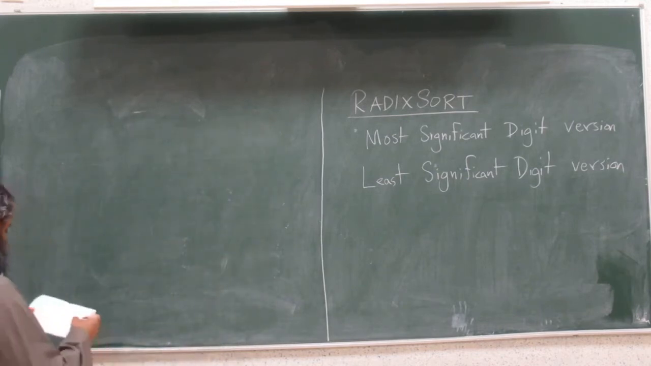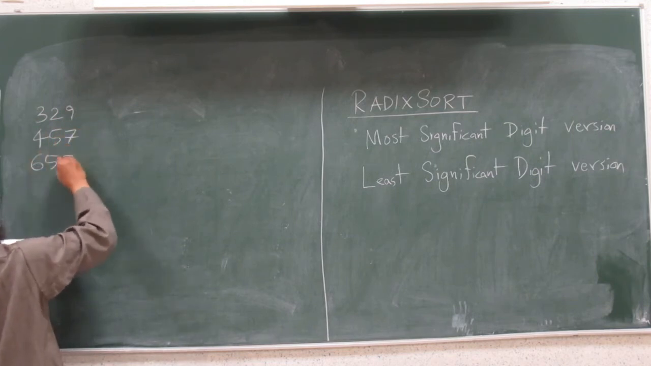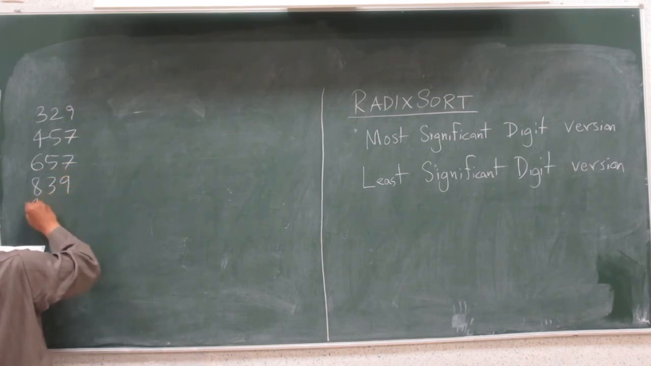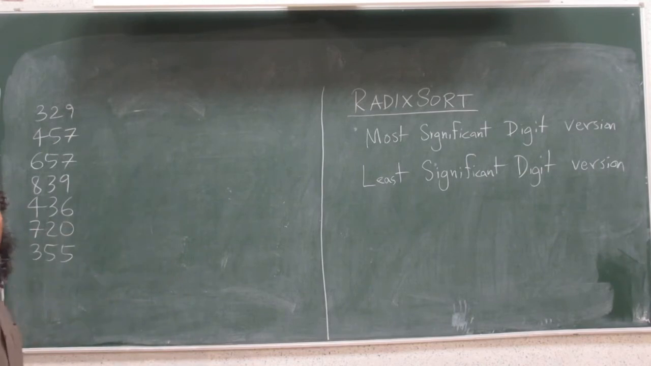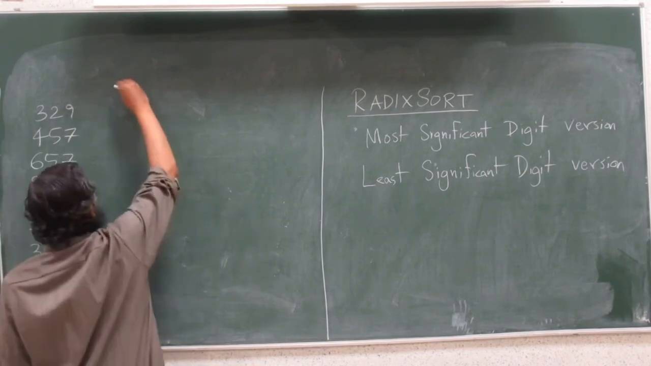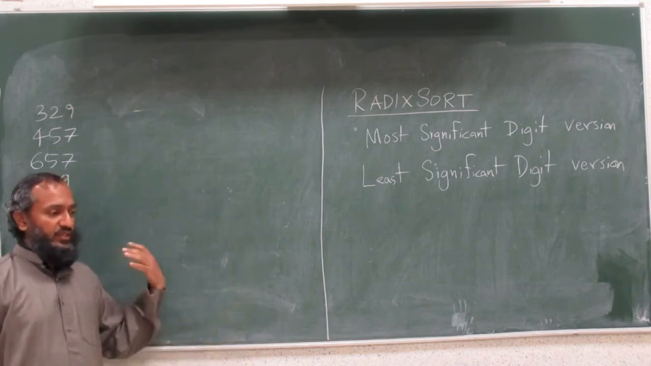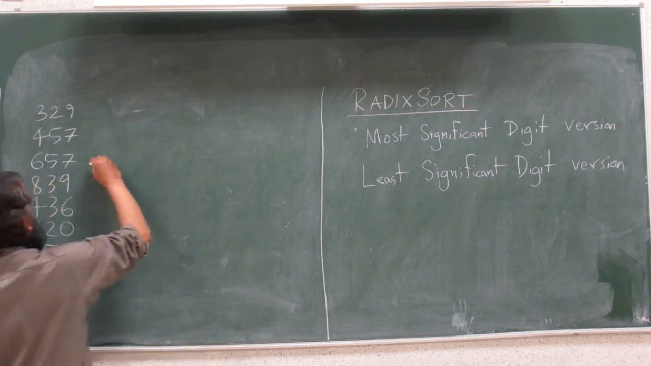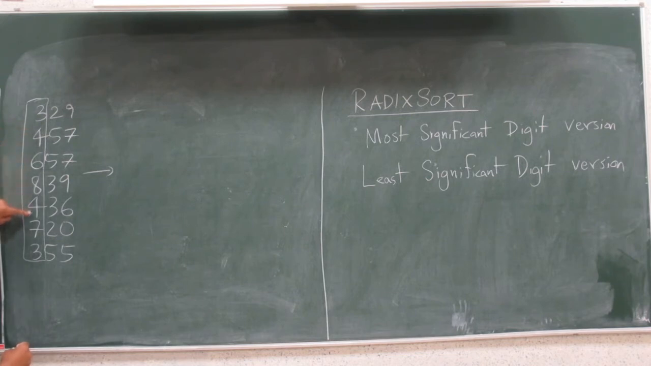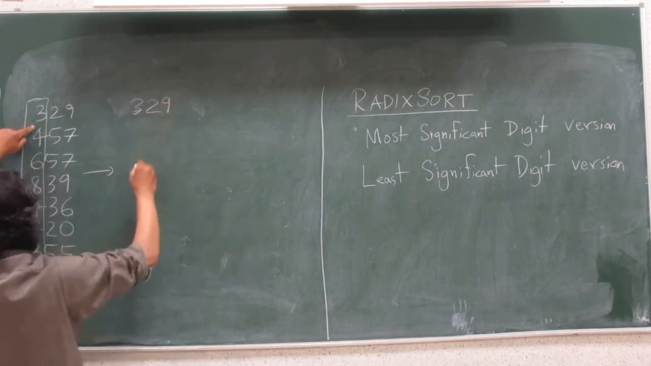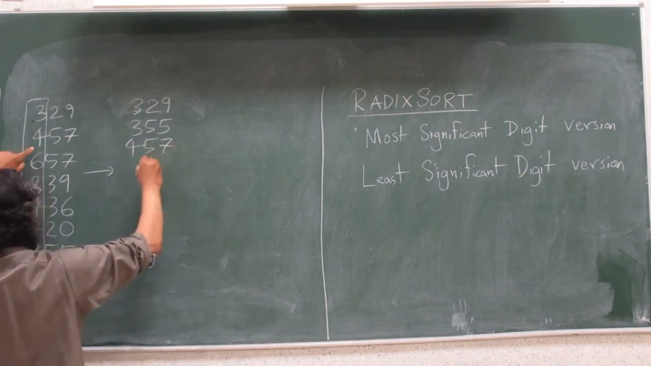So just as an example, let's say the list we need to sort starts with 329. I'm writing the array vertically instead of horizontally. If I were to use the Radix sort most significant digit version, these numbers are written in base 10, so that's why it's most significant digit. If this was in base 2, then it would be most significant bit, and so on and so forth. So I will focus on the most significant digit and sort these numbers. Let's see, what's the lowest? It's this one, then this one, then this one, then this one.